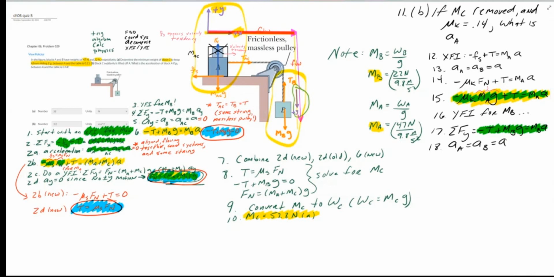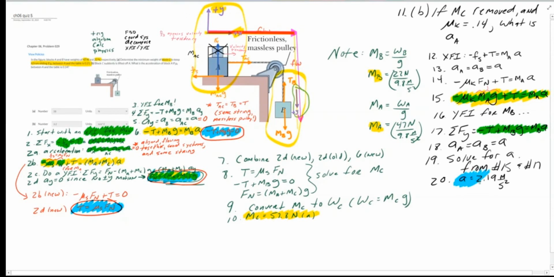Yes, we can do that. Solve for A from number 15 and number 17. And I get A equals 2.19 meters per second squared. So at this point, we kind of went over 10, which I try not to do. This is the answer to part B.